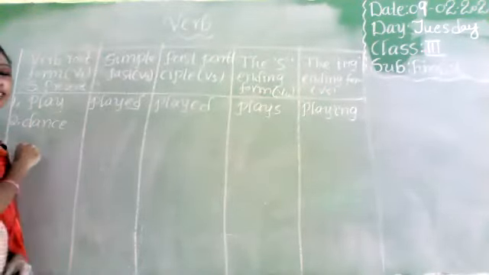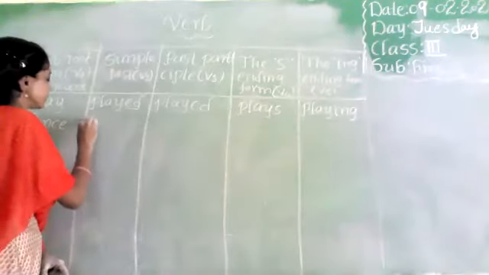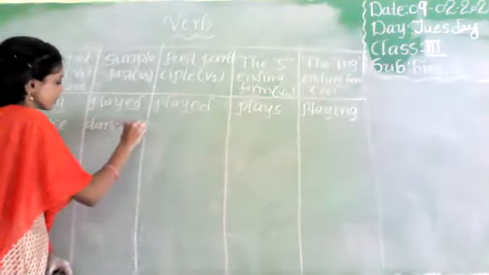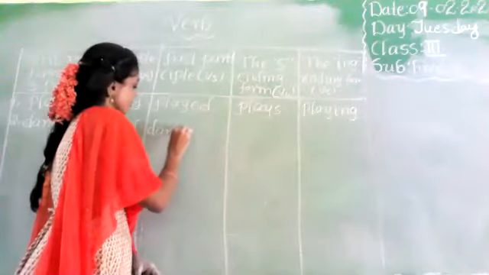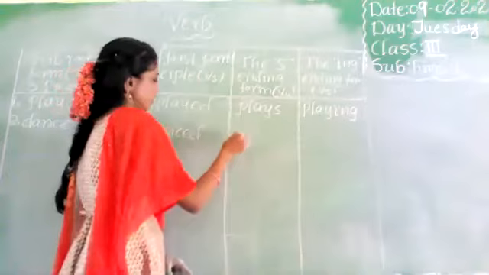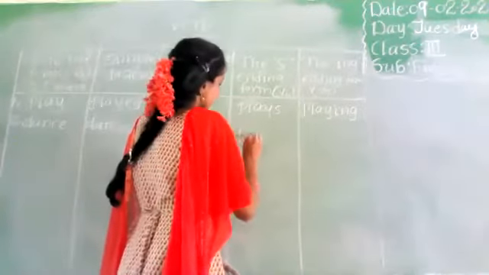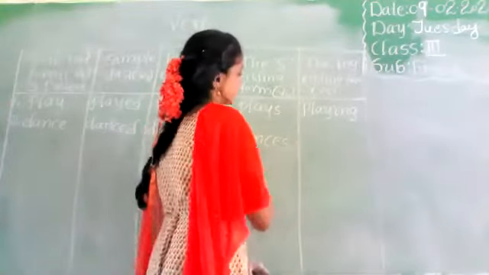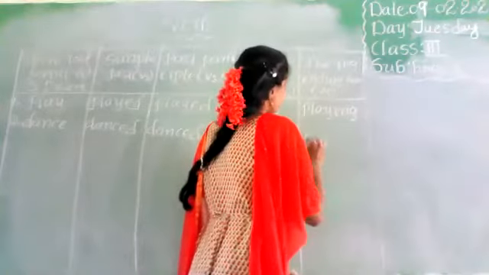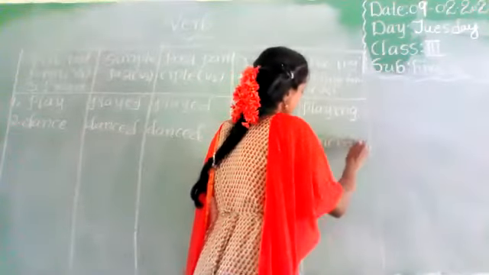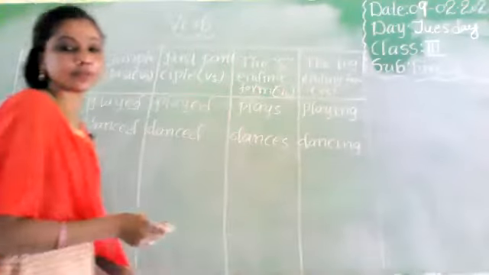Next, dance. Now tell me, what is the past form? Danced. Past participle form also danced. Dancing. Okay, next word.